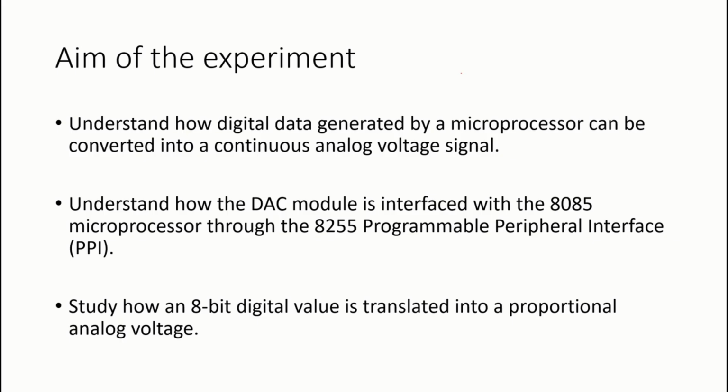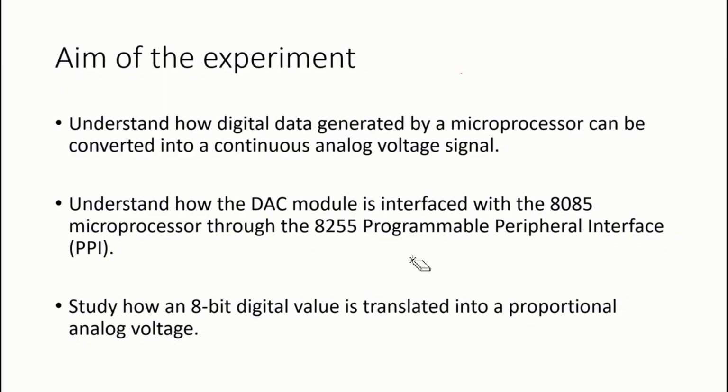The primary aim of the experiment is to understand how digital data generated by a microprocessor can be converted into an analog voltage signal. This is because, just as we have seen in the previous experiments, the microprocessor can produce data only in 0 and 1. It cannot produce any kind of analog data. However, in our real world, most of the systems that we use require some kind of continuous voltage. For example, in AC current, we use a voltage that varies like this. And then there are many other examples like this.